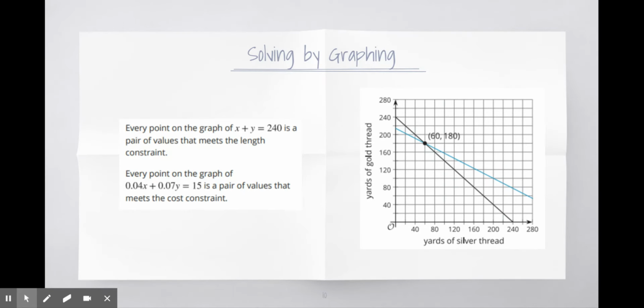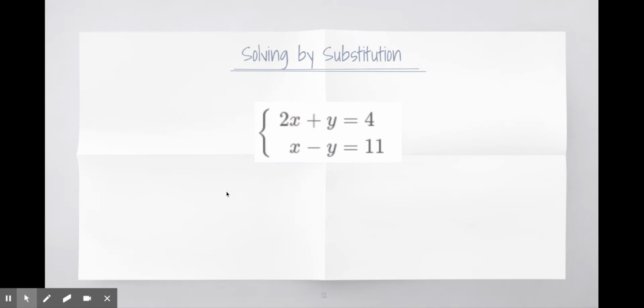And so every single point on the graph of x plus y equals 240 is a pair of values that meets the length constraint. And every point on the graph of the other equation is a pair of values that meets the cost constraint. But only this point, 60, 180, is a point that meets the cost and the length constraint, and so is a solution to our system of equations. Sometimes graphing, though, isn't the best way to go because you don't necessarily end up with nice, even answers. And so we need a different method that we can always use.